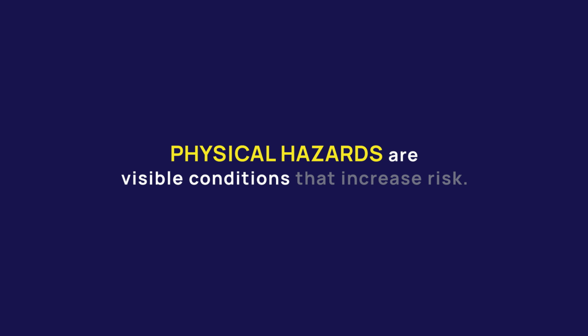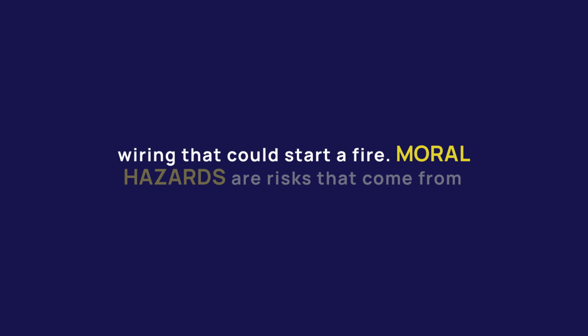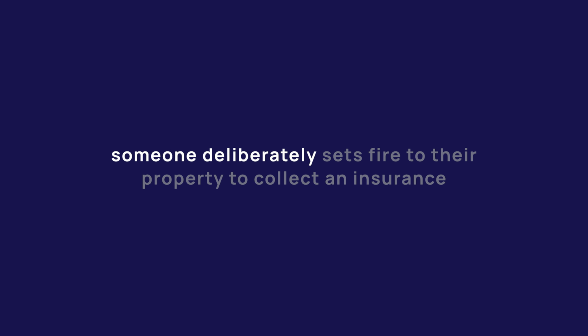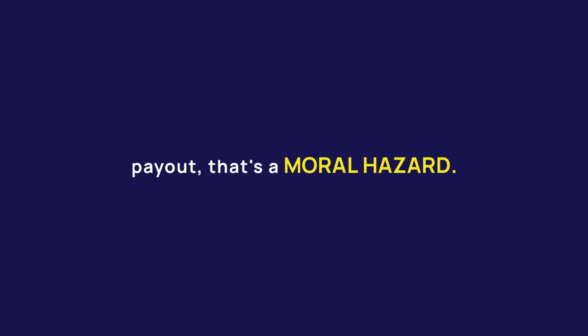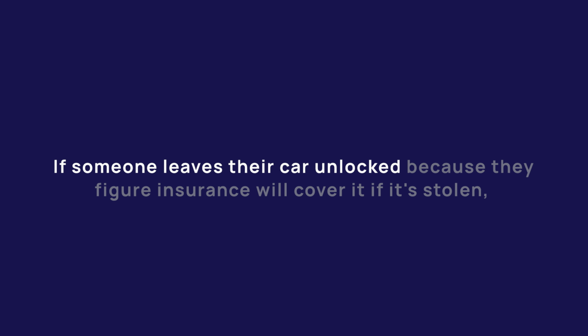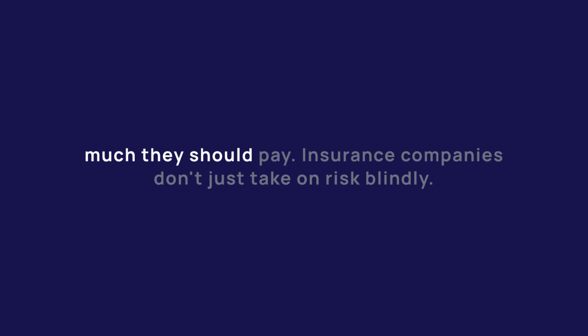Physical hazards are visible conditions that increase risk. Think about a cracked sidewalk that could cause someone to trip or faulty wiring that could start a fire. Moral hazards are risks that come from dishonesty or intent to cause a loss, like insurance fraud. For example, if someone deliberately sets fire to their property to collect an insurance payout, that's a moral hazard. Morale hazards come from carelessness or indifference. If someone leaves their car unlocked because they figure insurance will cover it if it's stolen, that's a morale hazard. Understanding these hazards helps insurers determine who qualifies for coverage and how much they should pay.